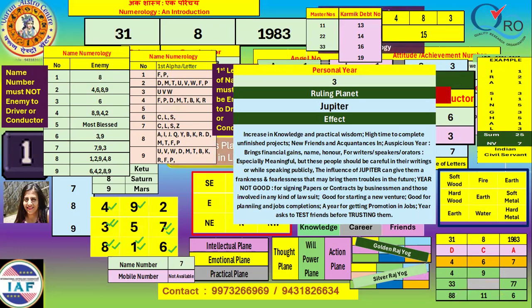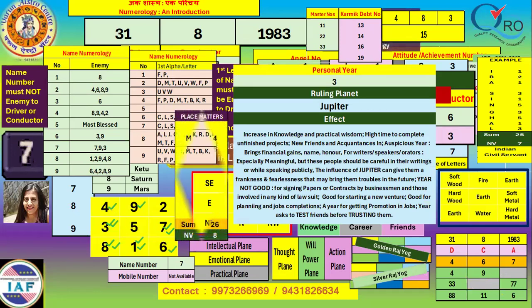Here, not good for signing powers or contracts by businessmen and those involved in any kind of lawsuits. Good for starting a new venture, good for planning and job completion, a year for getting promotion in jobs, a year to test friends before trusting. These are the effects of the personal year, which has started from today, and this will end on 30th, 31st August 2026.